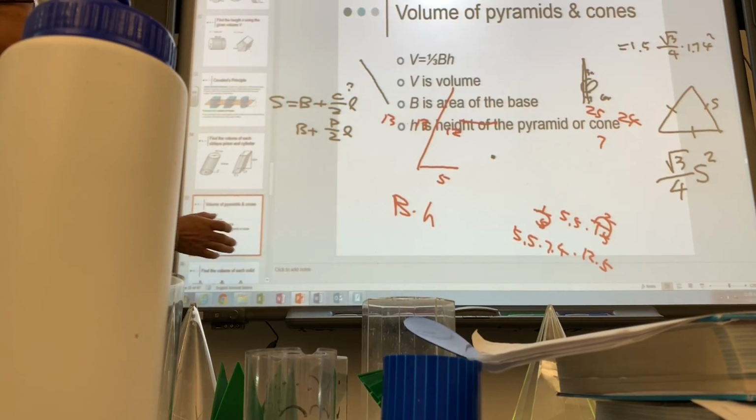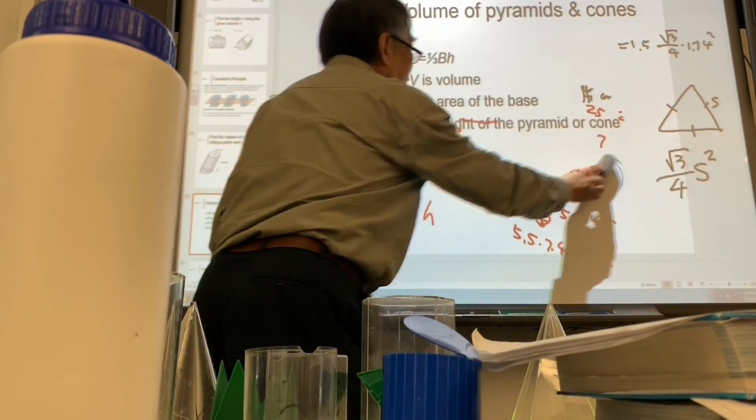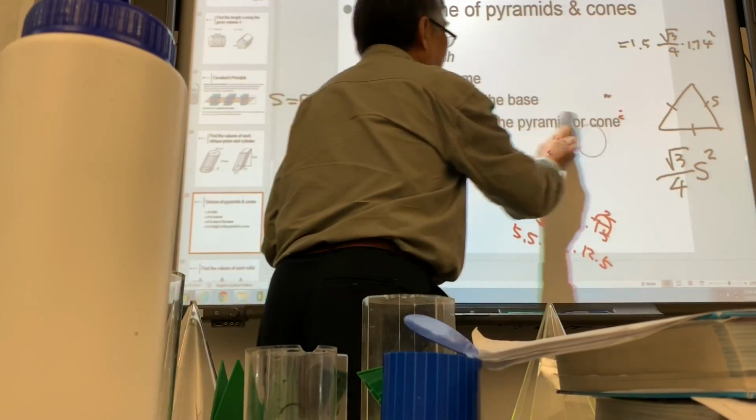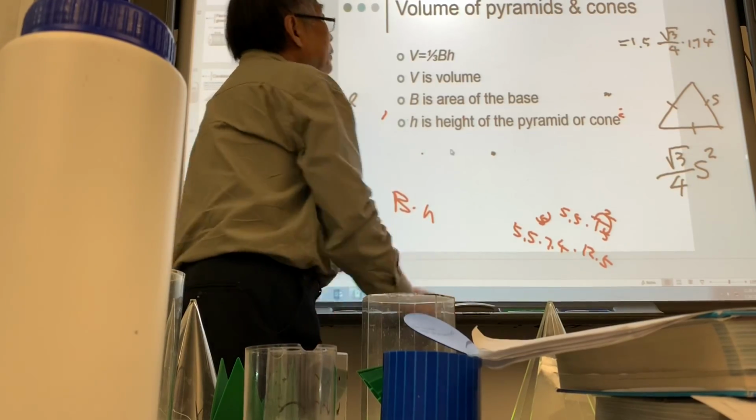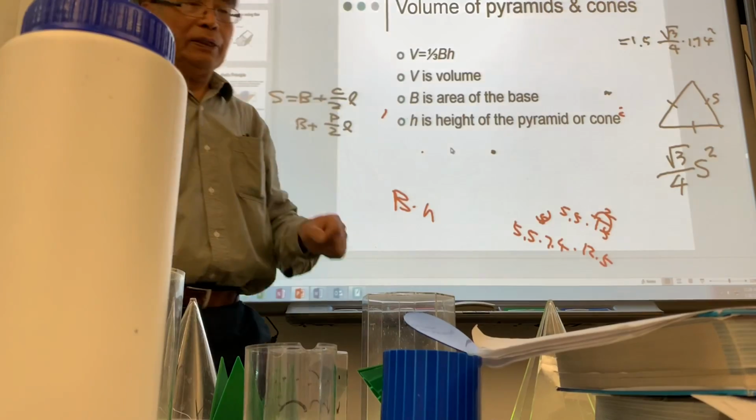Now, second part, volume of pyramid. Also an easy formula, but not easy work. Base area times height divided by 3.